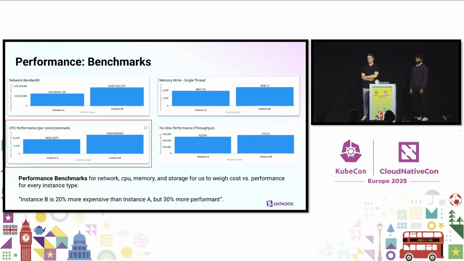Furthermore, we can account for these in our cost calculations. So for example, if we look at CPU performance, we might see something like instance B is 20% more expensive than instance A, but in fact it's 30% more performant. So what that could mean is that if we're properly auto-scaled on CPU, then if we use instance type B, we might be able to run 30% fewer instances than instance type A, and that affects our cost calculations in the end.